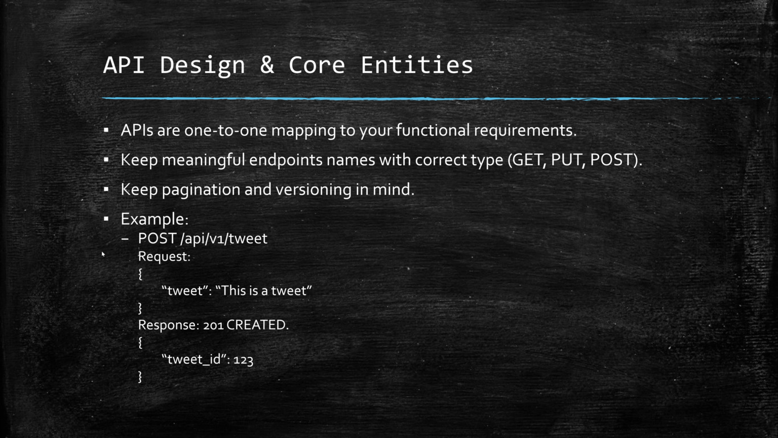So an API would look something like this: POST /api/v1/tweet. The v1 here is the versioning that we have, and /tweet is the endpoint. A lot of the APIs that I design, I start with /api, then add a version, and then the actual semantic meaning of that particular endpoint. So this is a POST endpoint. The request is something like the tweet, and the response can be a 201 status code, which means created.